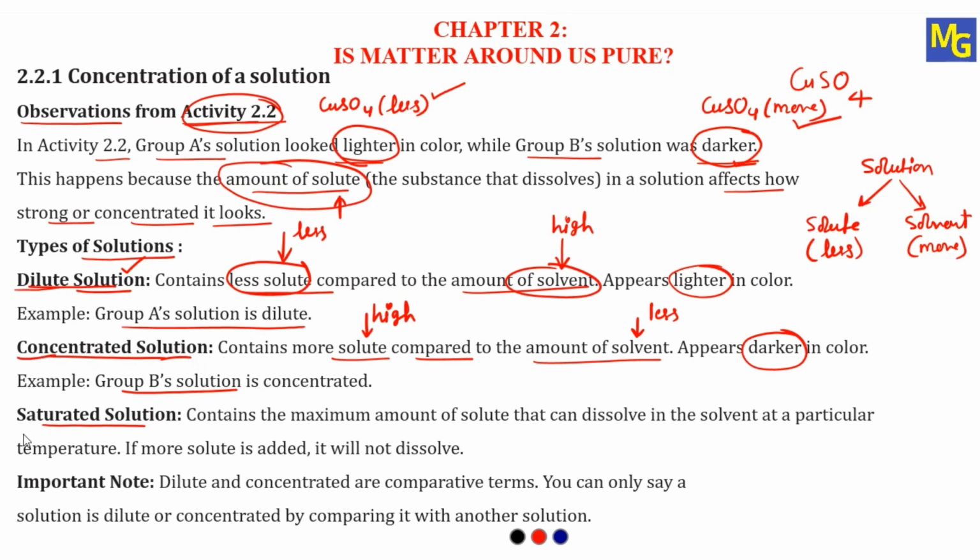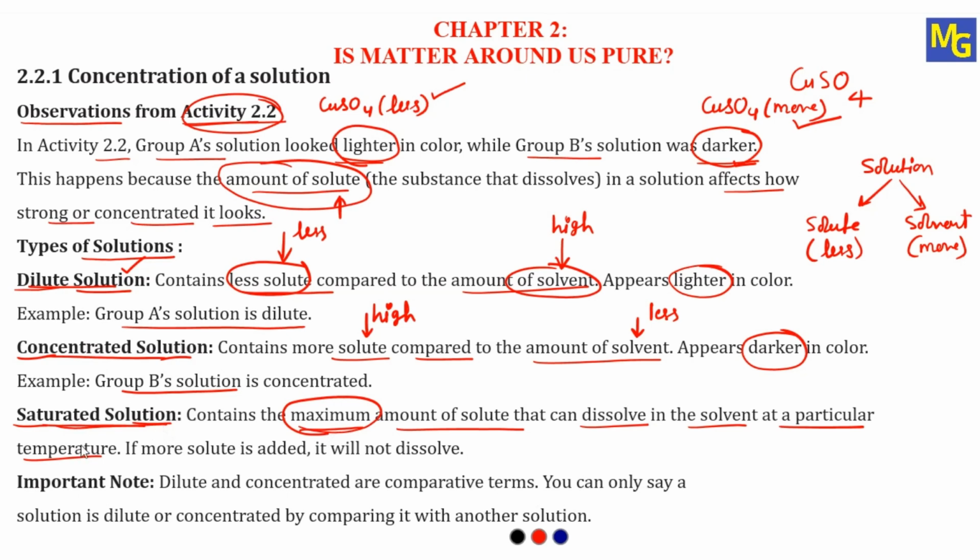Now the third type, saturated solution. This is something different. Let's see what this is. It contains the maximum amount of solute that can dissolve in the solvent at a particular temperature. So at a particular temperature, in a given solvent, the maximum amount of solute we can dissolve is called a saturated solution.